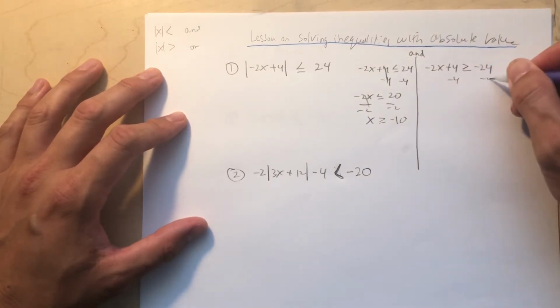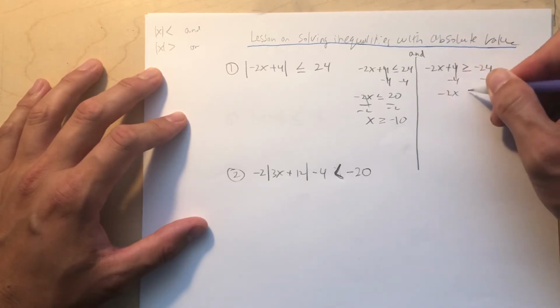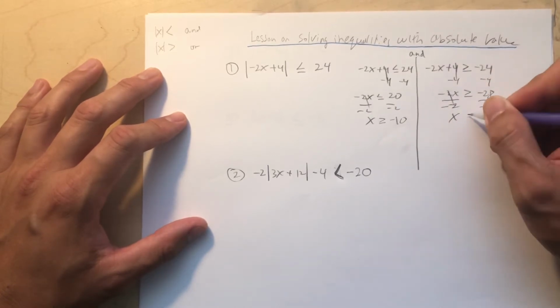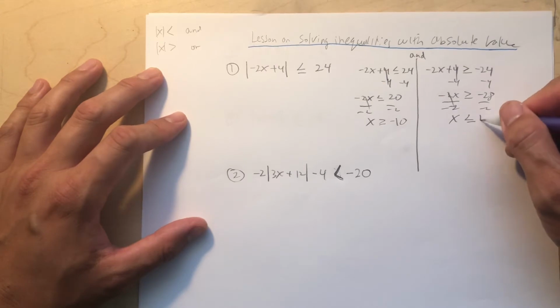Subtract 4 from both sides. Negative 2x is greater than or equal to negative 28. Divide by negative 2. Again, since you divide both sides by negative 2, you have to flip the sign again. That gives you x less than or equal to positive 14.